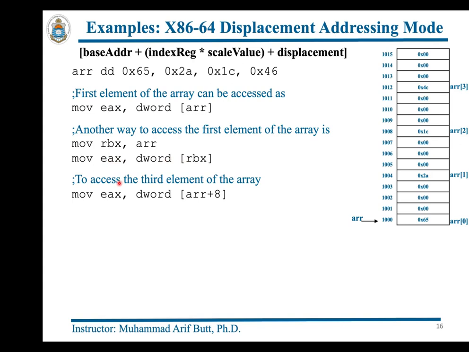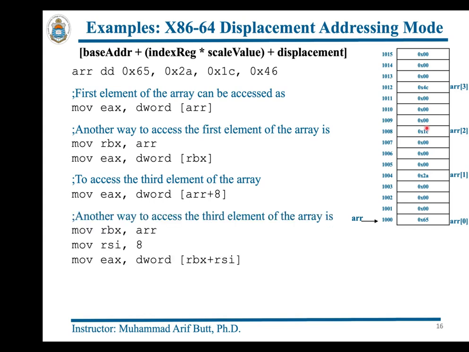Now this is one possible way to access the third element of the array. It uses the base address plus displacement. The base address is 1000, displacement is 8. So we move on to 1008, which contains the third element of the array, ARR sub 2. And this is another way to access the third element. First place the base address of the array in the RBX register, then place the displacement, that is 8, inside the index register RSI, and finally use the base address plus index register to compute the effective address.